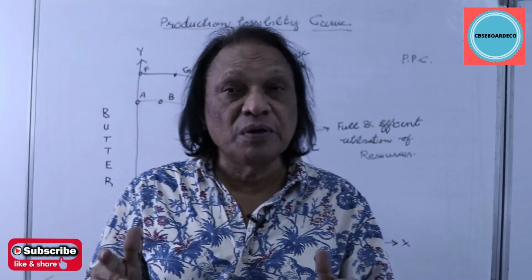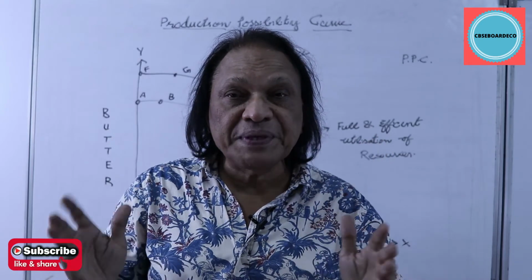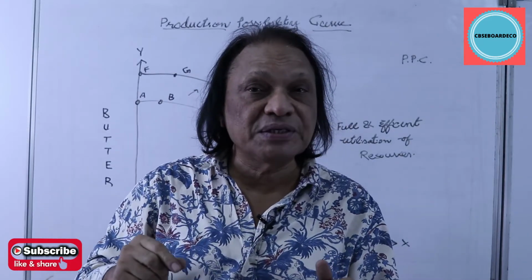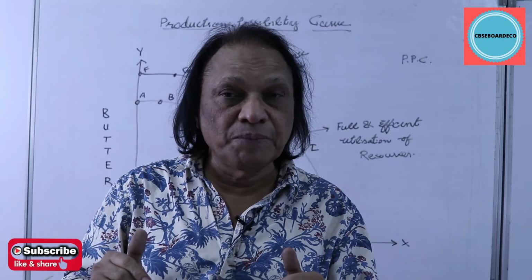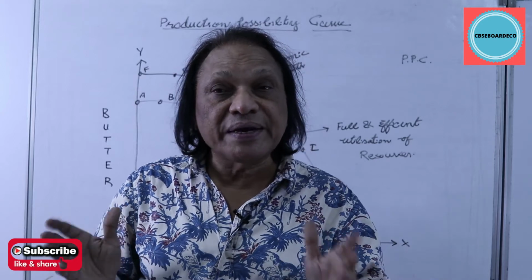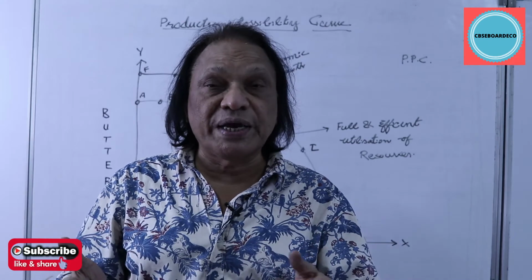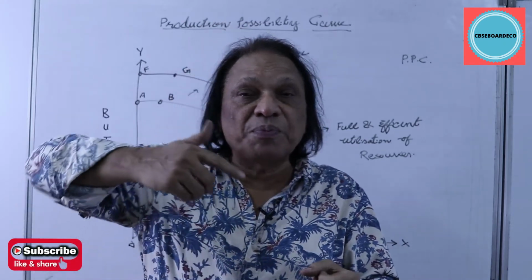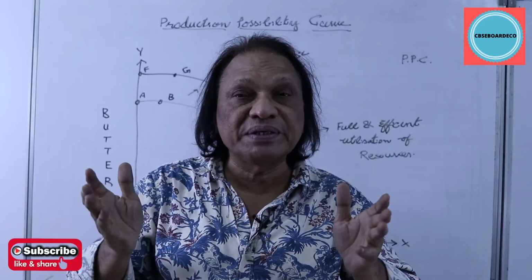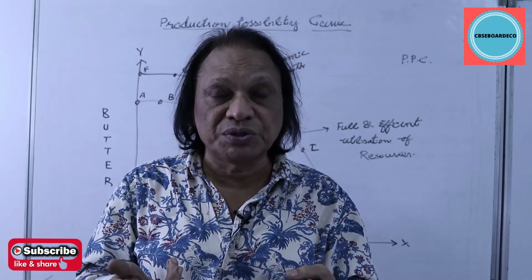Today we discuss the production possibility curve, PPC, as we normally call it. The other name for this is transformation curve. One more name you have for production possibility curve is production possibility frontier. All mean the same. Why do we call it production possibility curve? It shows different combinations of two commodities the economy can produce using all its available resources.